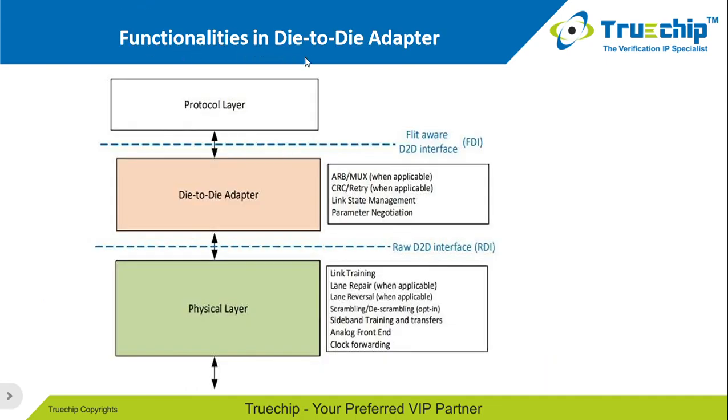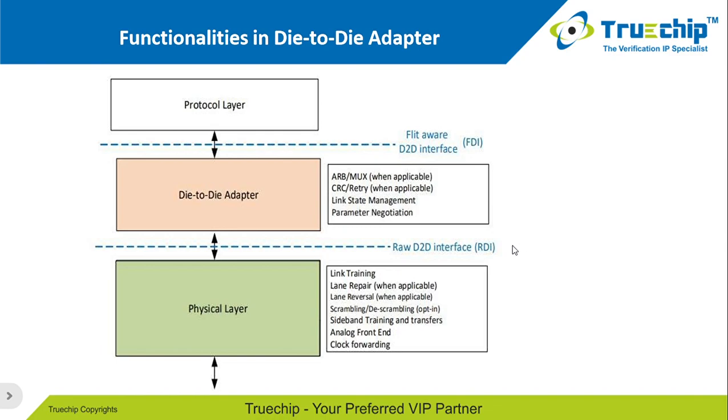So these are the functionalities in die-to-die adapter. We can see here the three layers of UCIe, where the first layer is the protocol layer, the second layer is the die-to-die adapter layer, and the third one is the physical layer. The protocol layer and die-to-die adapter layer are connected through an interface called the FDI interface.